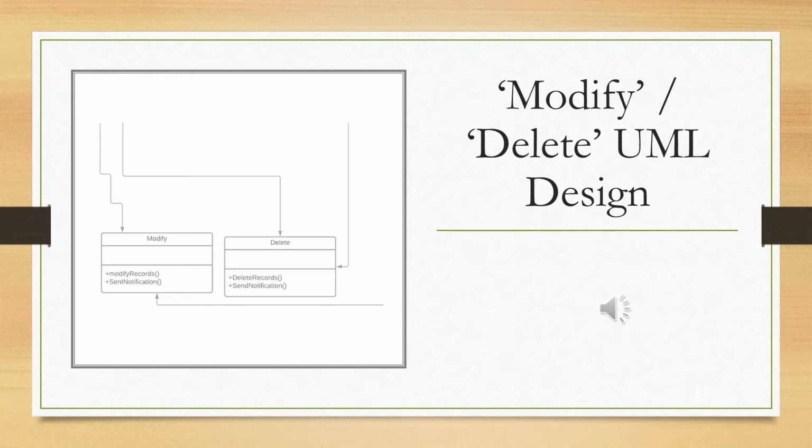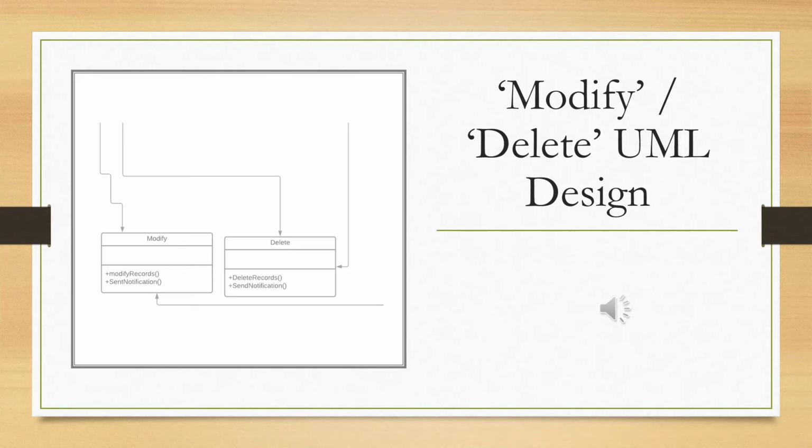This is the modify and delete part of our diagram. We have two classes, one of them which is modify. Modify has two functions. One of them is modify record. This will allow you to modify any record. And then the other function is send notification, which will allow you to send a notification to the user whose record was modified.